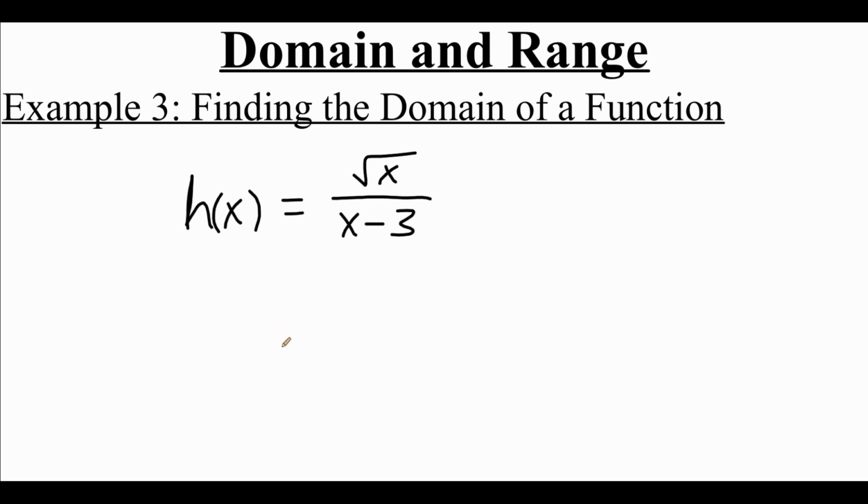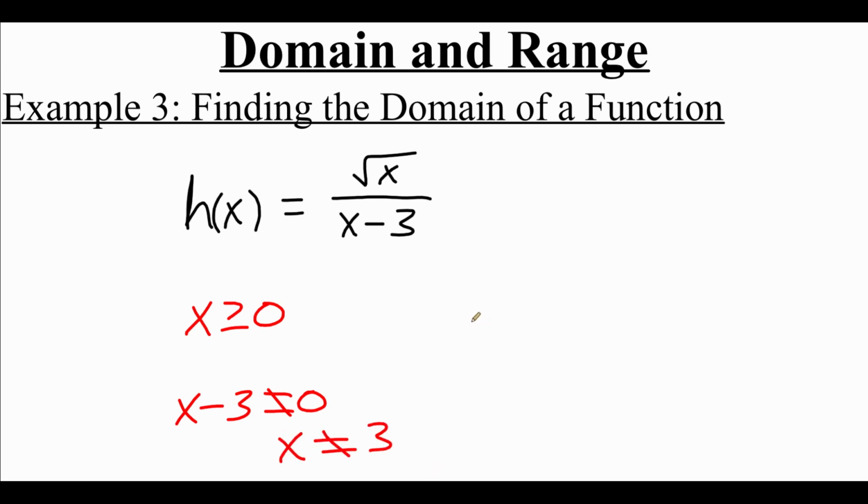We need to make sure that the stuff underneath the radical, underneath the square root symbol, is never going to be negative. So in this case, x has to be greater than or equal to 0. But we also need to worry about that stuff happening on the bottom. So we need to make sure the x minus 3 is not equal to 0. So here, if we add that 3 over to the other side, we need to make sure that x is not 3. So when we're writing out the answer here as far as the domain goes, we need to be careful about both of these things.